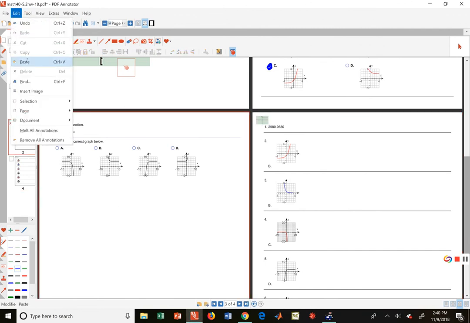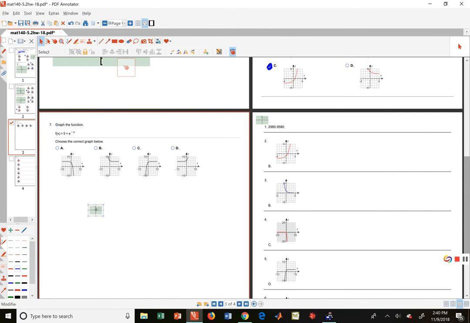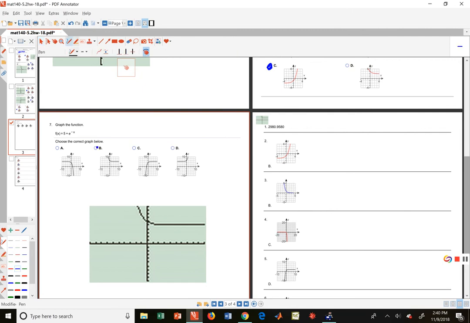Sorry, I'm on the wrong page. All right. So that wasn't too bad. Thanks for your patience through this. Looks like we picked that one out really easily.